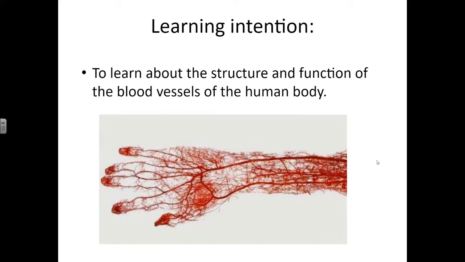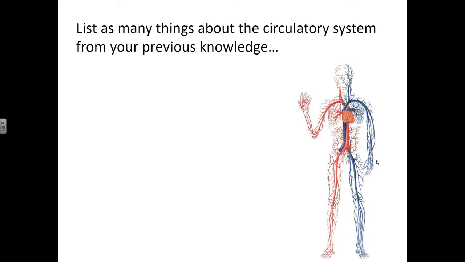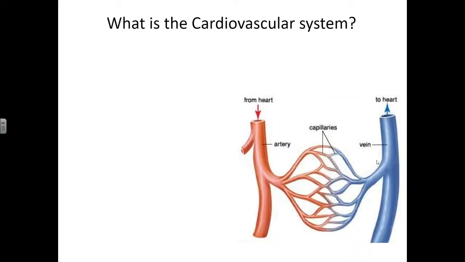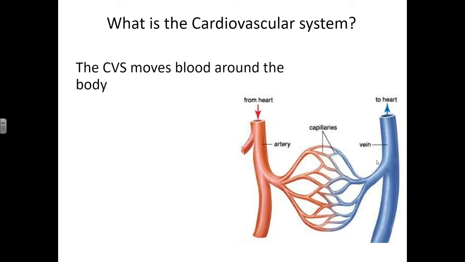So we're going to learn a little bit about the structure and function of the blood vessels. You could try and list as many things about the circulatory system as you know from National 5 or general knowledge. So what is the cardiovascular system? It's in the name. Cardio is the heart and vascular is the blood vessels.